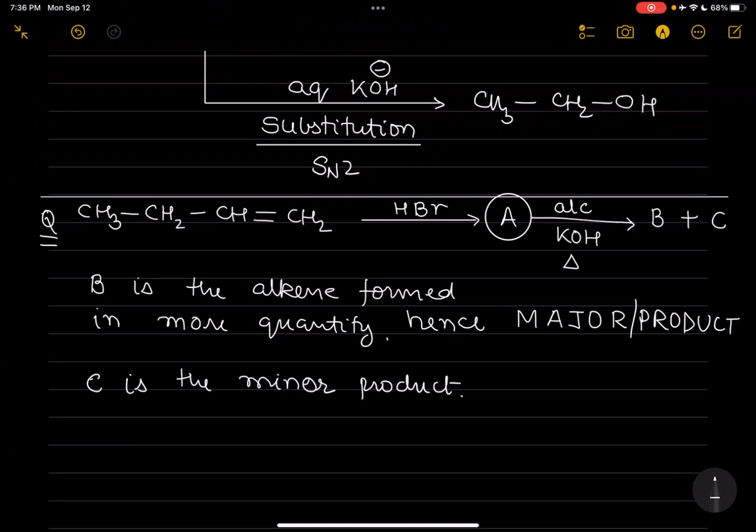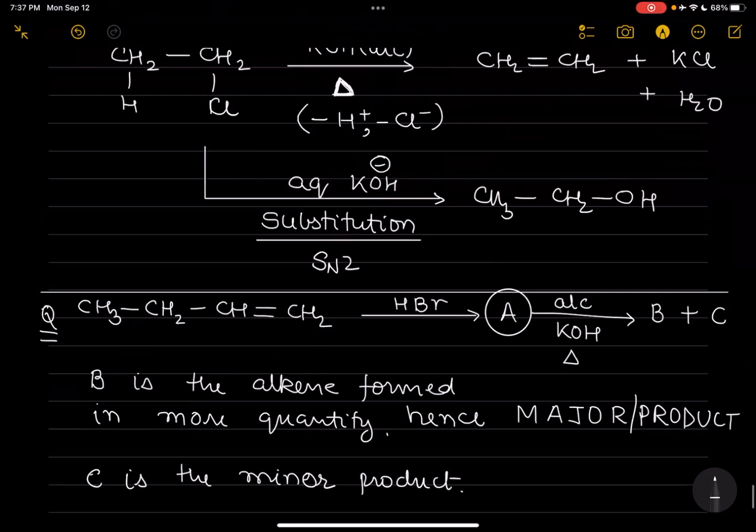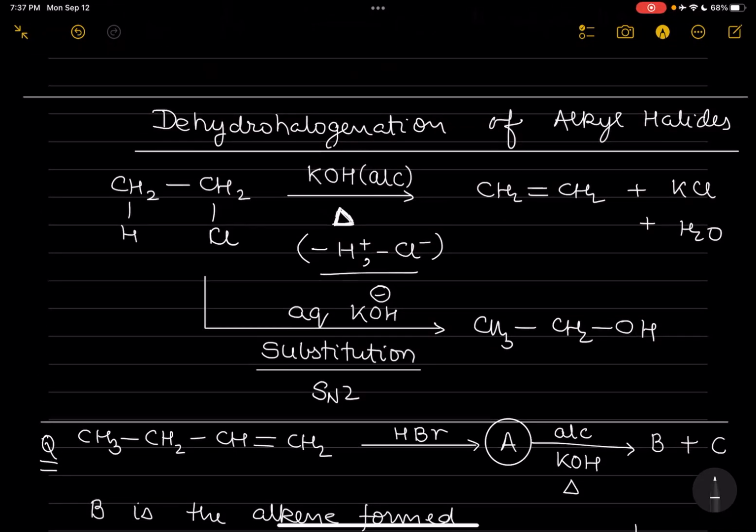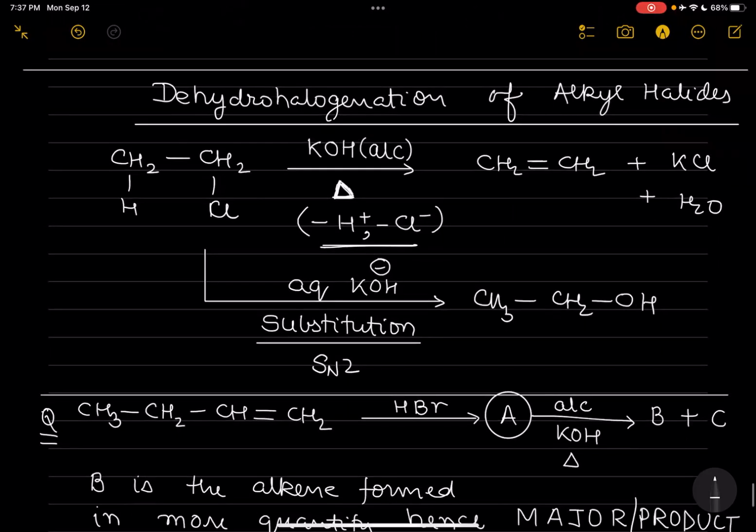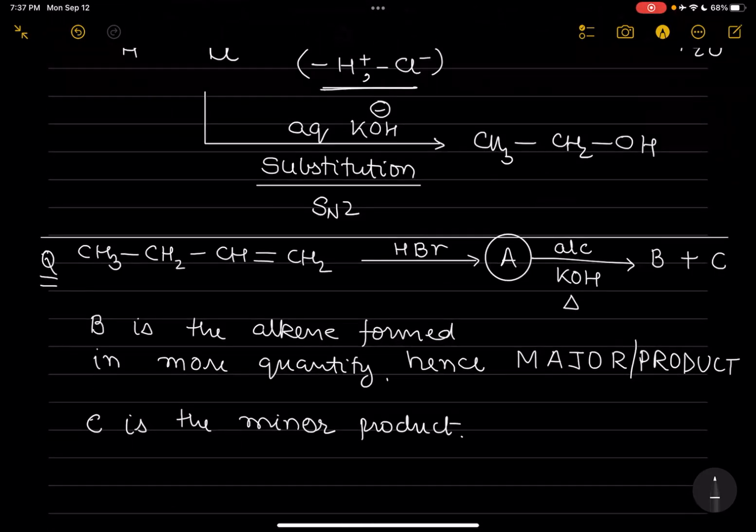Sir, then it will be addition, right? Yeah, it will be addition. Very good. This is the reverse of the elimination reaction. Imad, is it clear? In elimination, we removed HCl or HBr or HI. In this, you are adding it back. So this is an addition reaction.